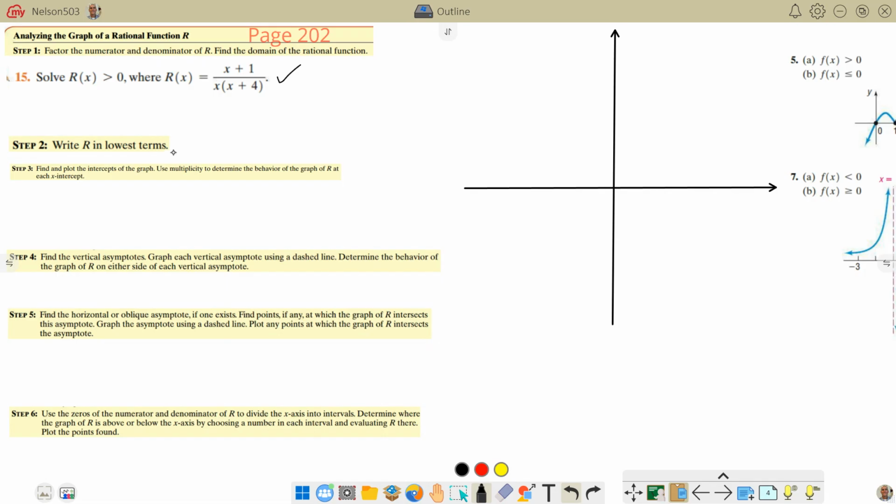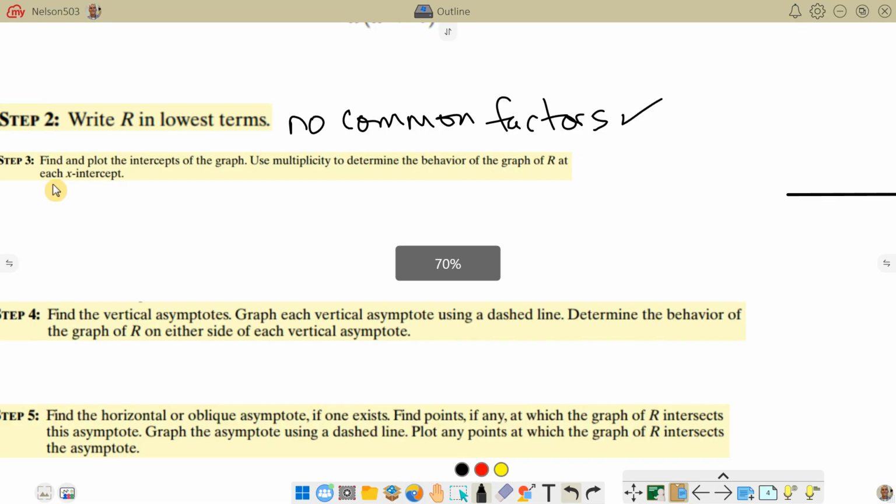Then it says put r in lowest terms. Are there any common factors between the numerator and the denominator? No common factors. Okay, so it's already simplified, right? It's in lowest terms. Let me zoom in on this as we take eagle eyes to read this.